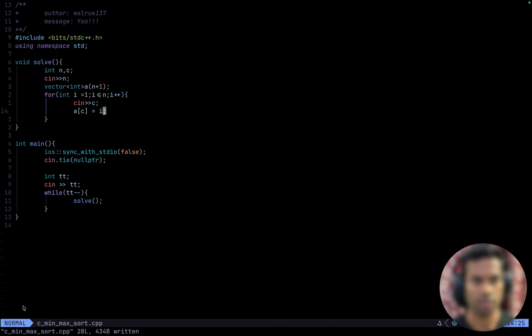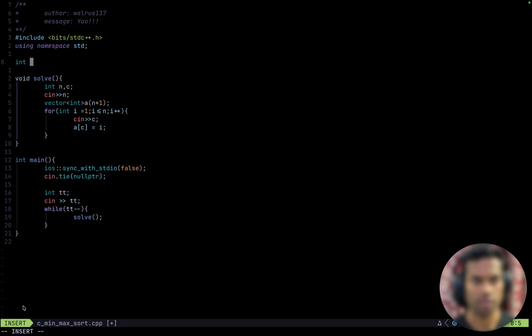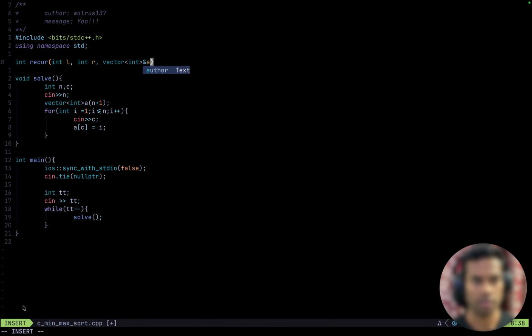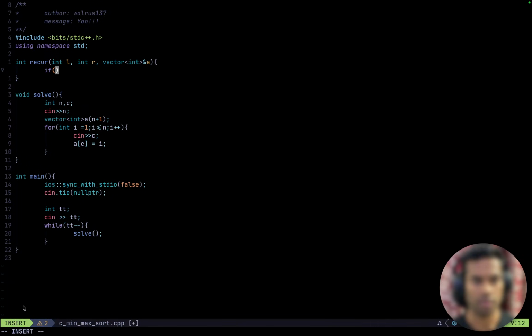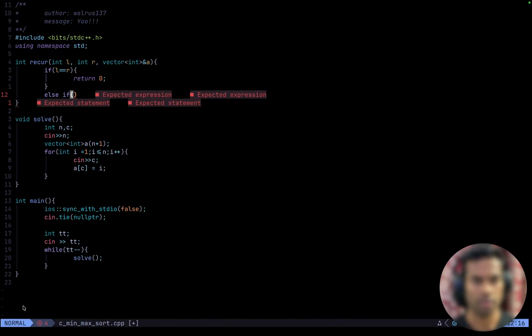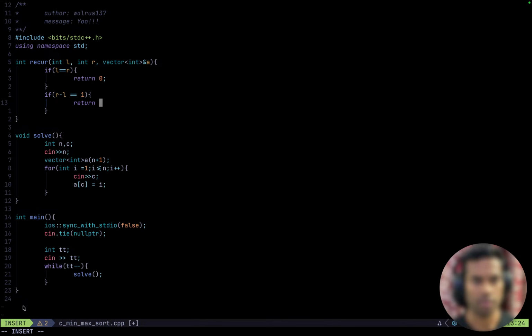c equals i, and we have a function which returns an integer, and we will call it a recur. It takes in a left number and a right number and a vector of integer reference a, and if we have L equals R, then just return 0, else if R minus L equals 1, then return a r smaller than a l.